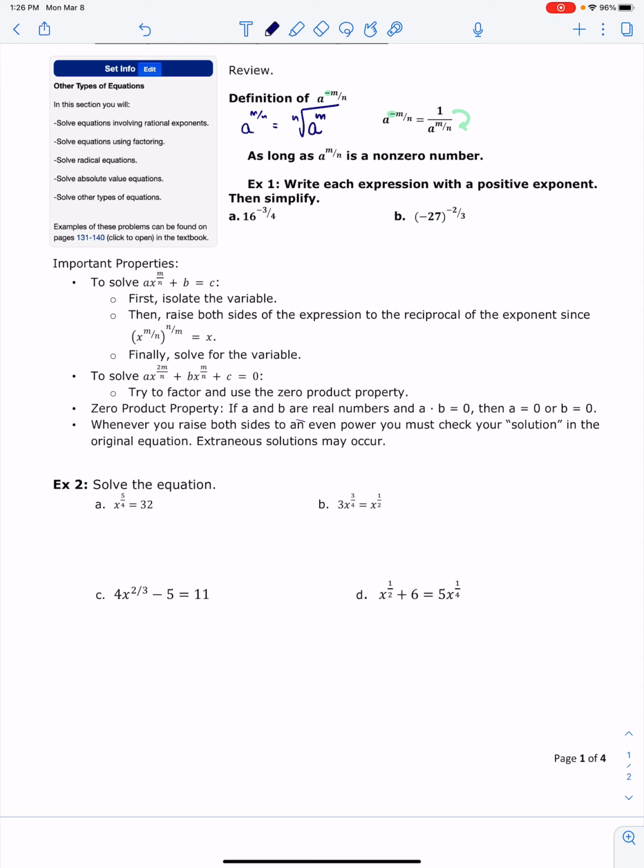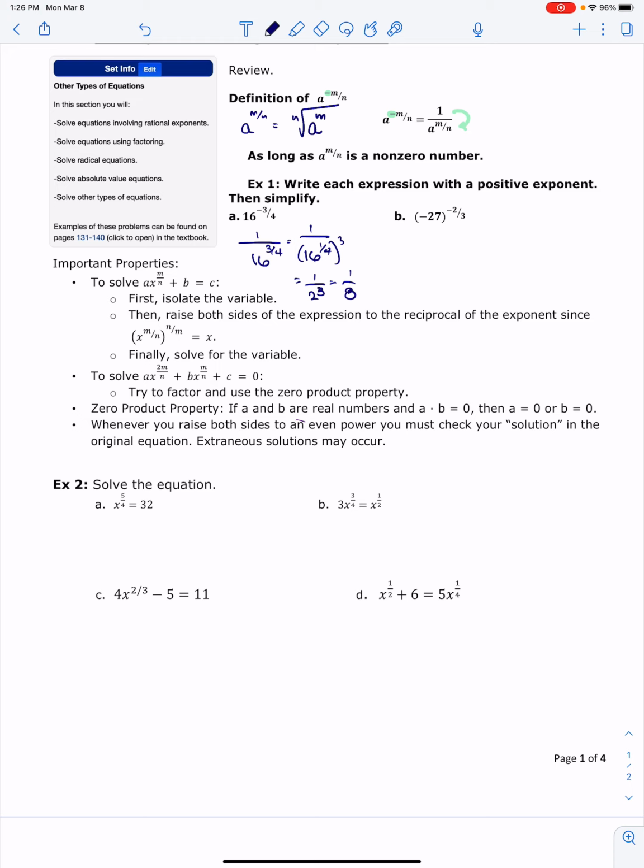Example 1, we want to write each expression with a positive exponent. So we are going to start by removing that negative piece, puts it into the denominator for us. Now I'm going to break this into pieces. I'm going to go 16 to the 1/4 to the third. 16 to the 1/4 means the fourth root of 16. That means what number can we multiply 4 times to get 16? That's 2. Still need to take that to the third power, and we get 1/8.